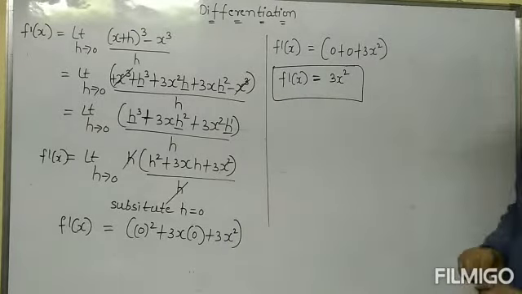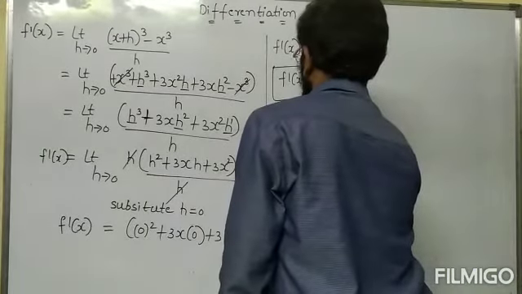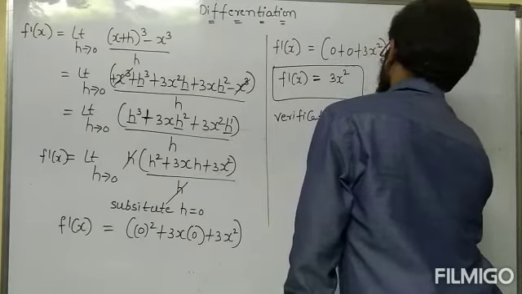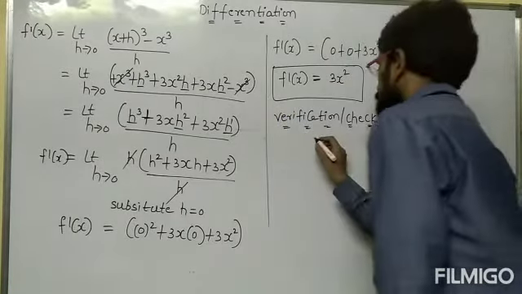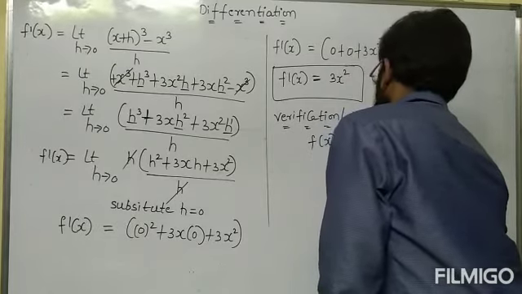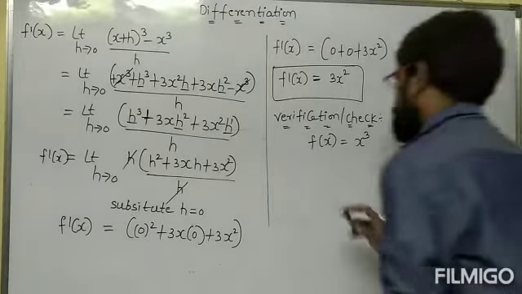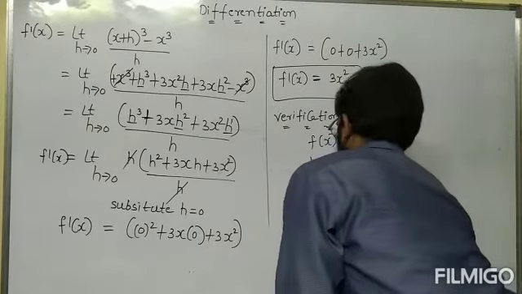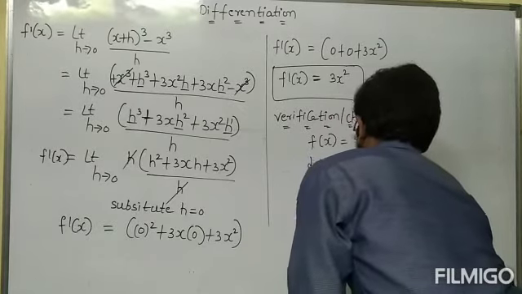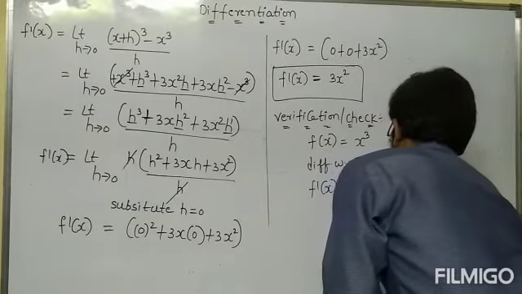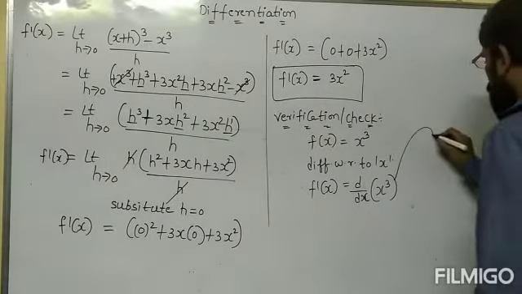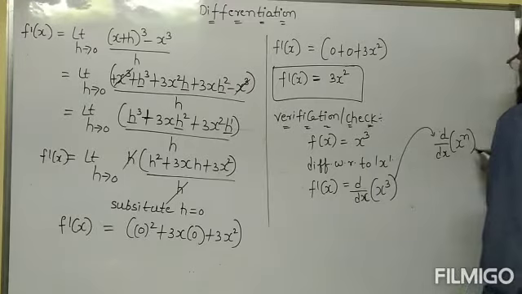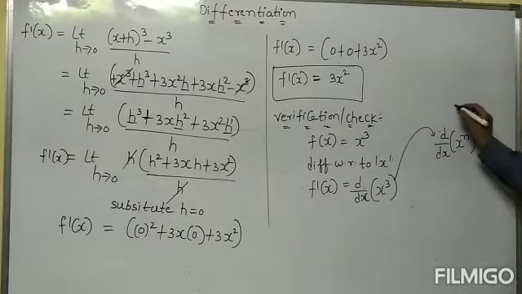If you want to check whether the right or wrong, that is verification. How to check? F of x equals x cube is given, differentiate with respect to x. Then f dash of x is equals to d by dx of x cube. It is in the form of the formula d by dx of x power n, where n equals to 3.